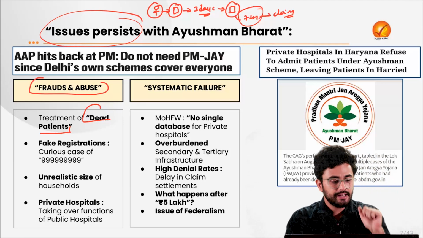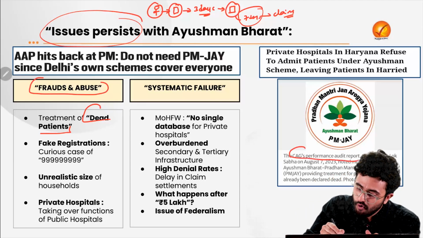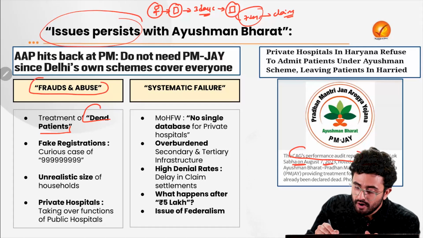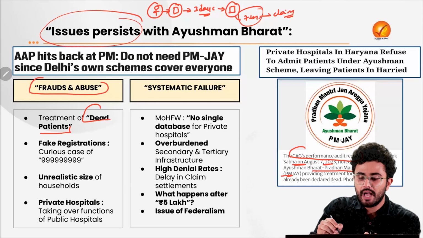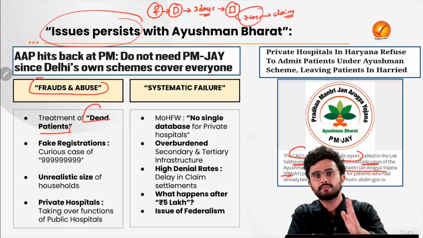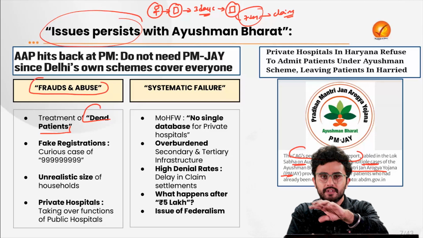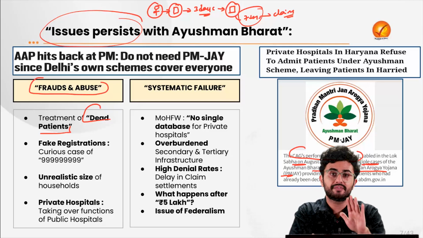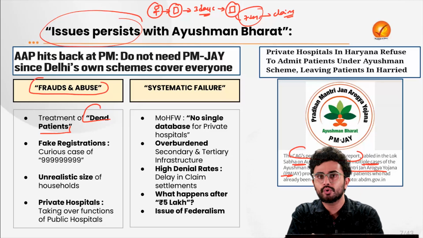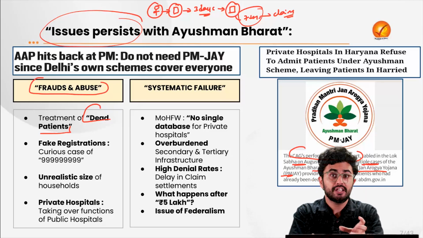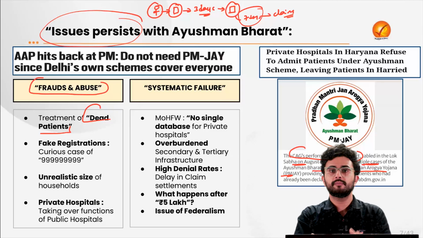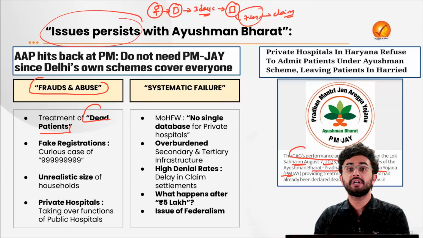Correct? Second is, just look at this CAG's performance audit report, which was tabled in the Lok Sabha in 2023, which talked about multiple cases of frauds happening in Pradhan Mantri Jan Arogya Yojana. So what starts happening is that various people are registering themselves with fake Aadhaar cards, fake mobile numbers, right? And they are trying to avail these health insurances. There are various chains of private and public hospitals which are also involved in this. They are sending a list to the government. They are saying that these 100 people got treatment.